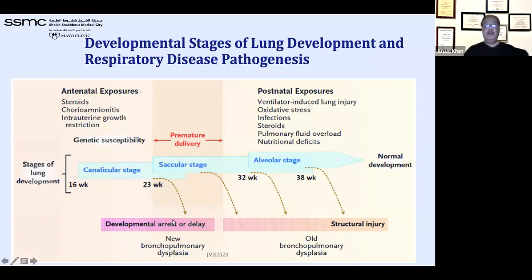The most important thing to remember, and for those who are preparing for exams, almost every time they ask, is the difference between new BPD and the definition of old BPD. The developmental arrest or delay is called the new BPD, and the old BPD is the structural injury because of the other factors mentioned, in a normally developed lung. So we have to understand this part.